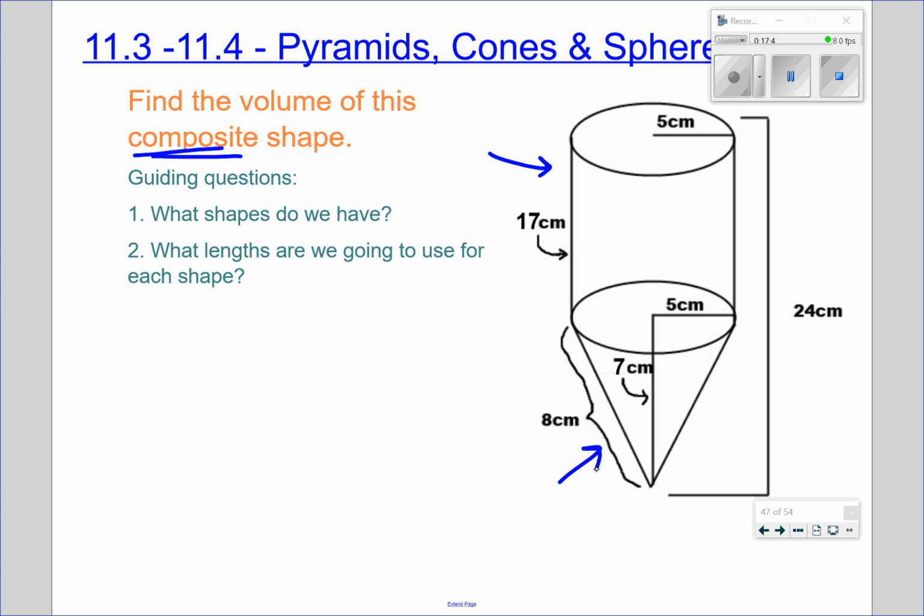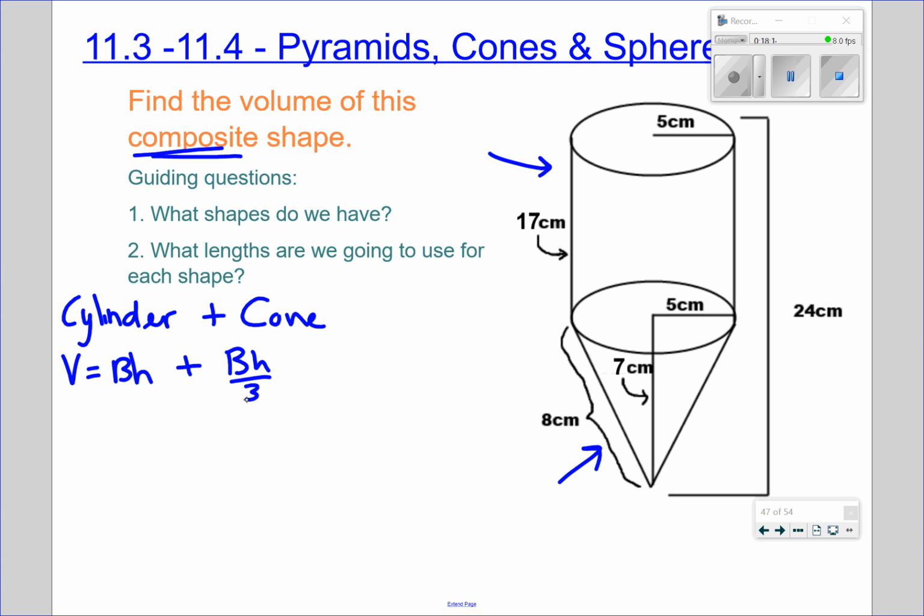So we always want to pay attention to, number 1, what shapes we have, number 2, which formulas we're going to use, and then number 3, what dimensions we're actually going to use from our diagram. If we have a cylinder, and we learned about cylinders last time, and a cone, we're going to take the volume of both of those and then add them together. So the volume of a cylinder is area of the base times the height, plus the volume of the cone, which is area of the base times the height divided by 3.